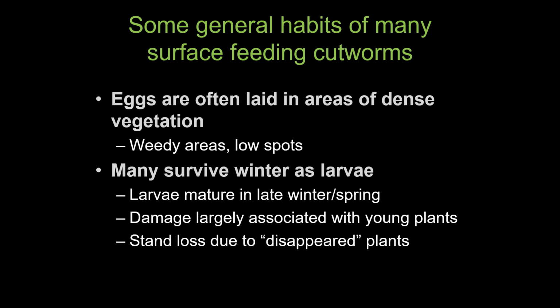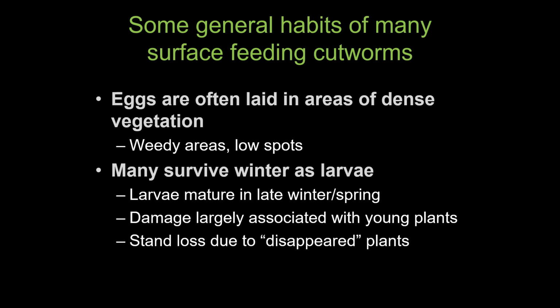and many of the cutworms that we're talking about here survive winter as larvae, a small larvae that feeds when it's got enough warmth, and then matures sometime in the spring and does most feeding in the spring. So the damage they do is largely associated with young plants in the spring, and the kind of stand loss they're going to produce is plants disappear.